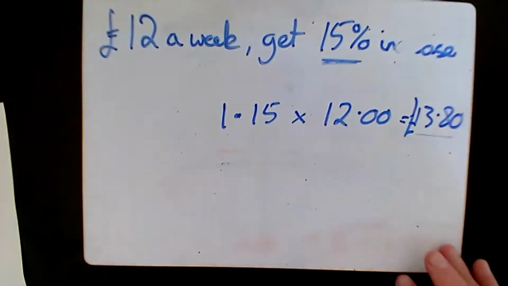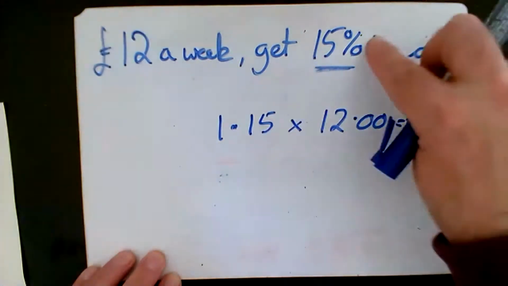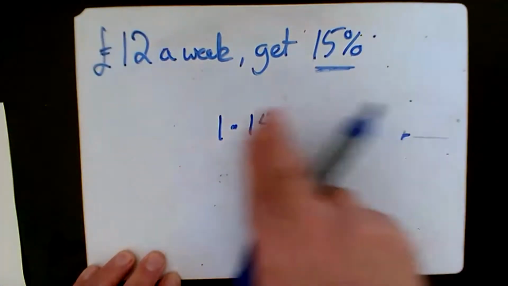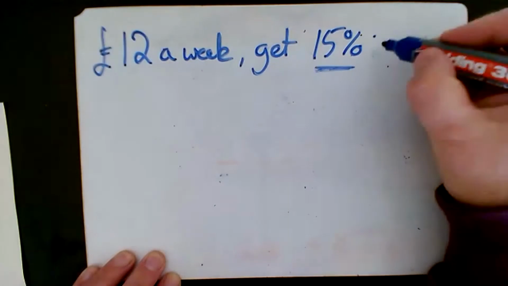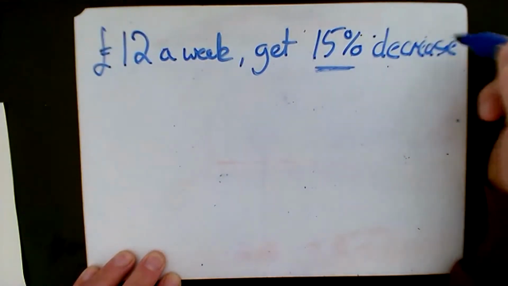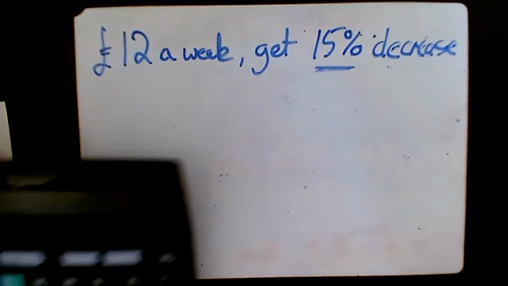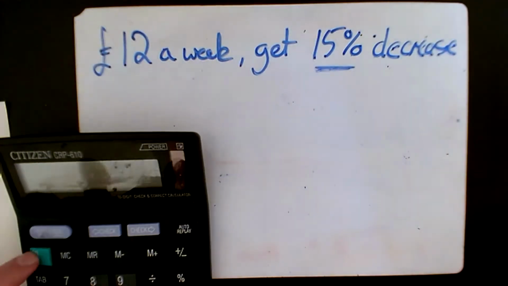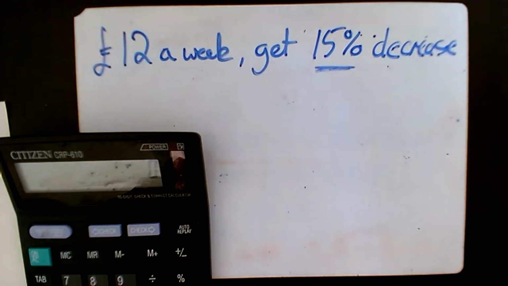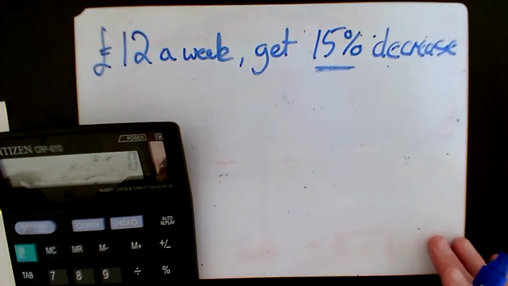So for example, you might have been getting £12 a week pocket money, but you've not been doing your chores, so you get a 15% decrease. Oh dear, you really should have tidied your bedroom. So again, we have to find the multiplier first of all. So again, go back to your notes. And what does it say to find a multiplier first?